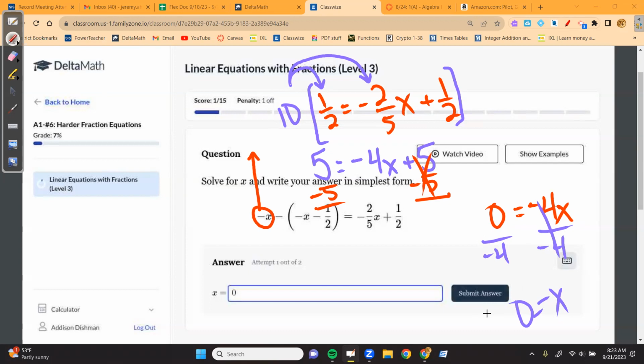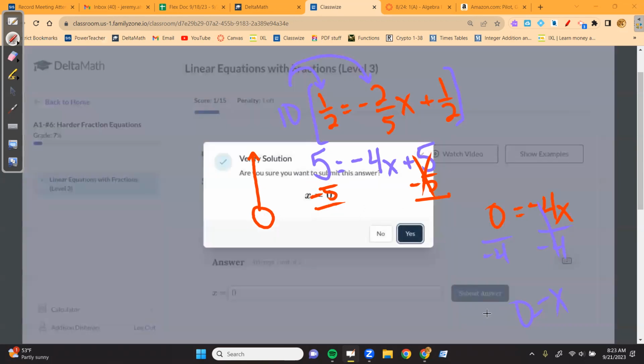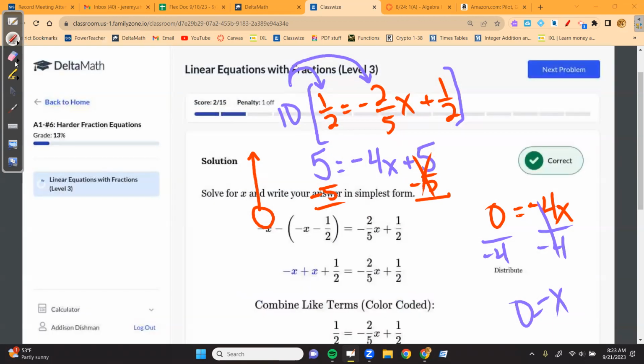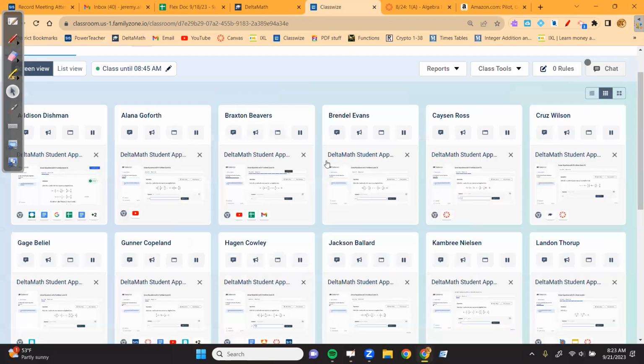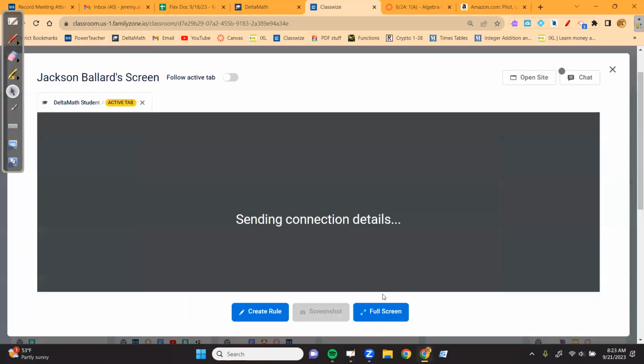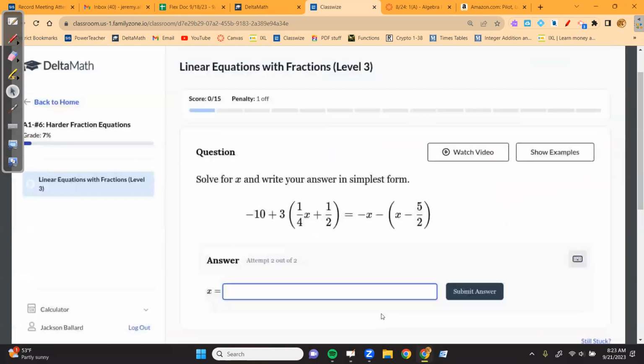Need some help, Jackson? Okay, so that's on one. So it's in the negative version.